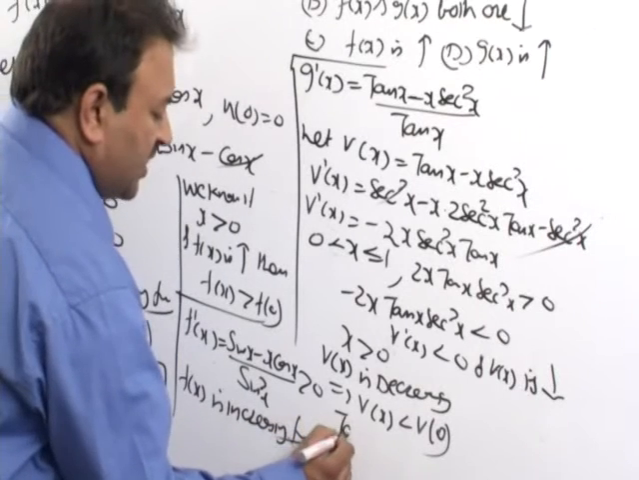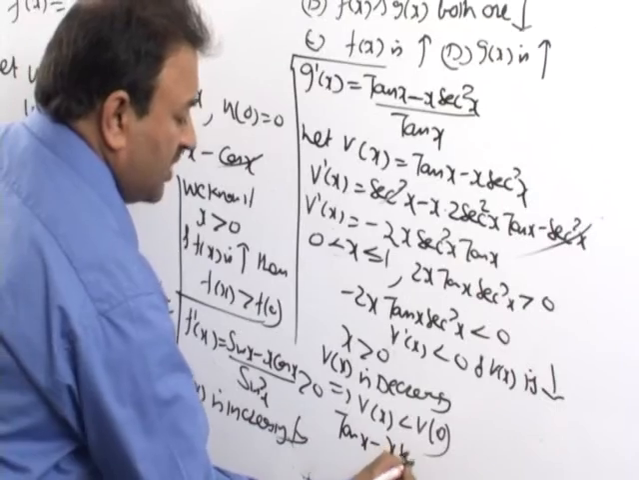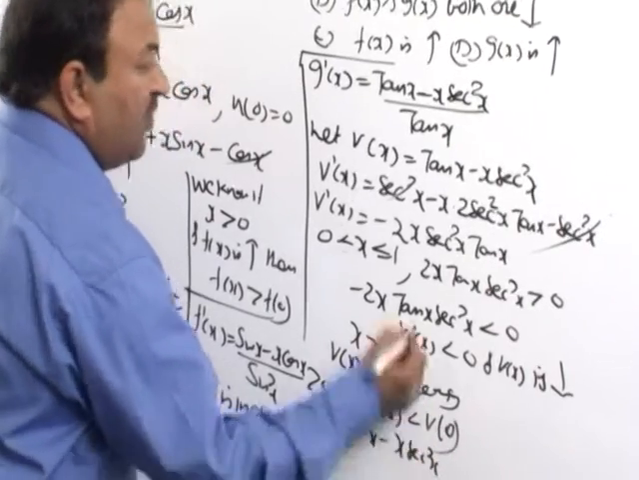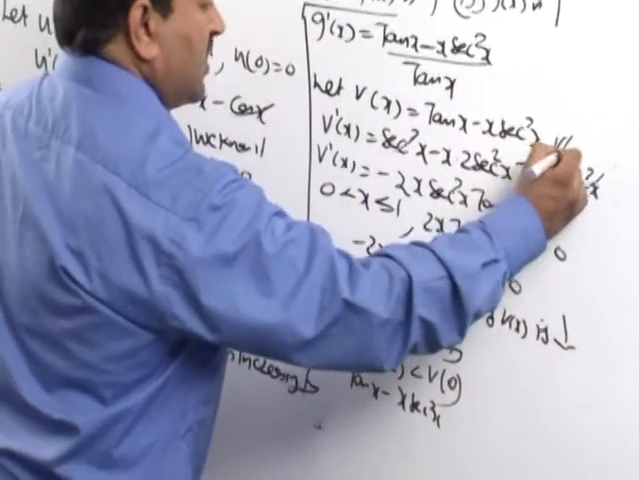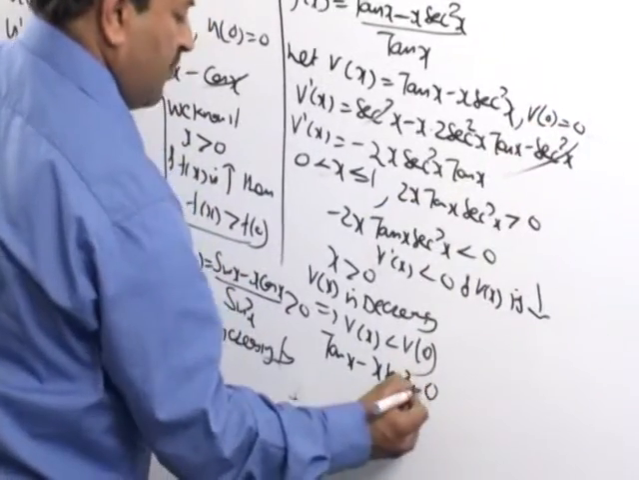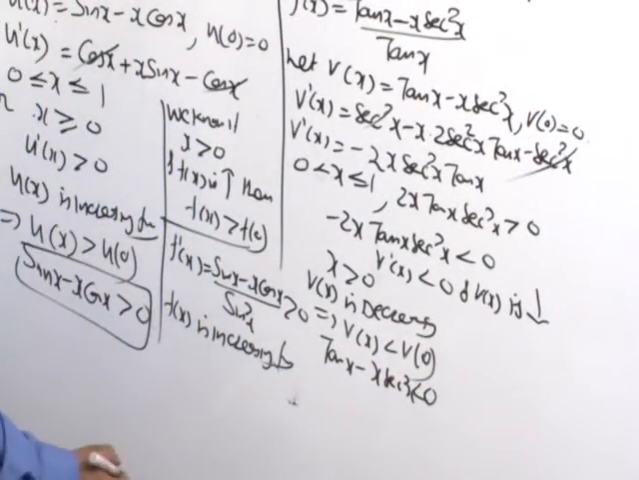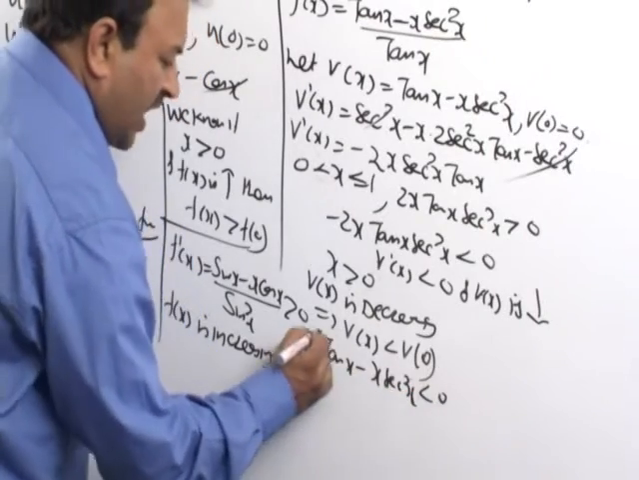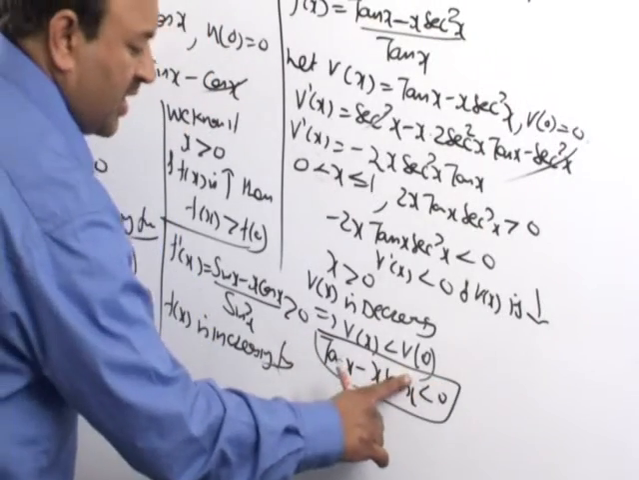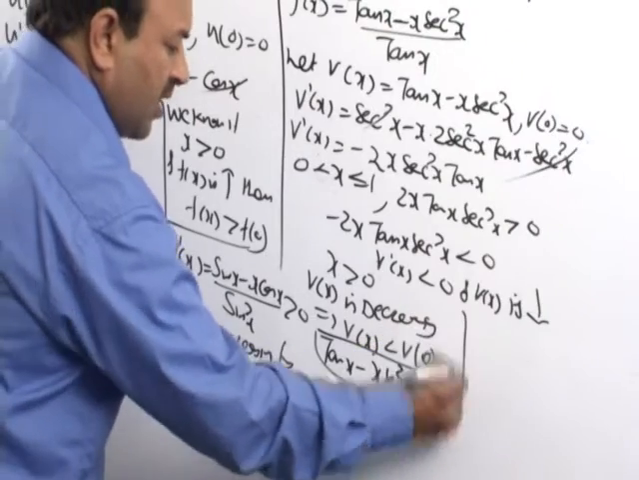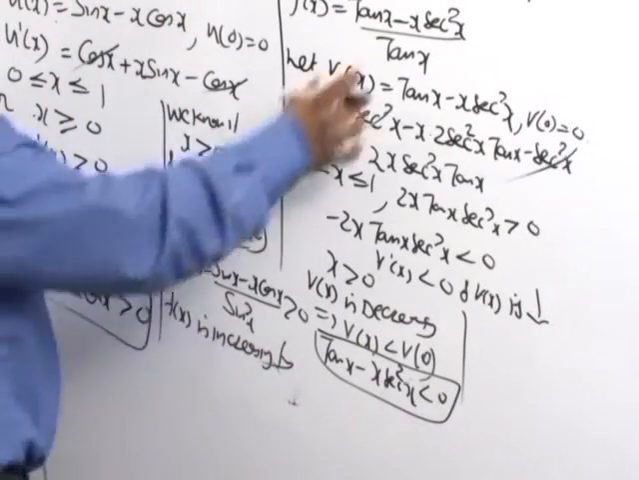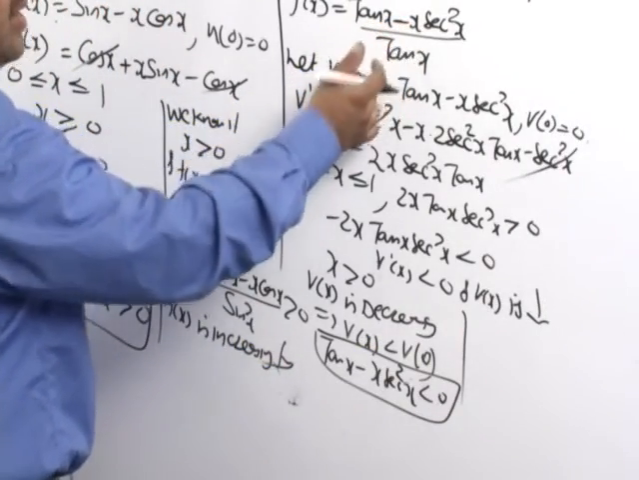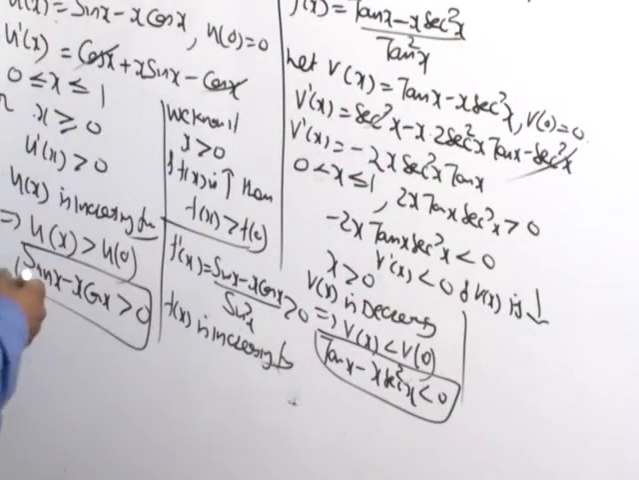I can say tan x minus x secant square x, v(0) comes out to be 0. It is less than 0. यहाँ पे हमारा रिजल्ट आ गया, this tan x minus x secant square x is less than 0. I can say here numerator negative है, denominator it is tan square x.